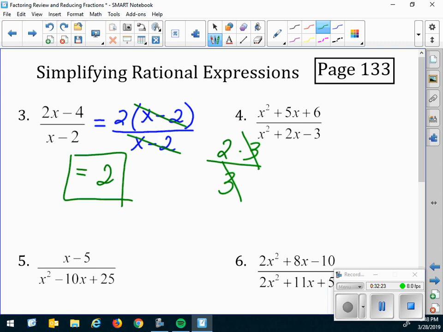Wait, Miss, are we only doing like 6? Like, we're gonna only do 4 questions on this? No, we'll do 6 on this page. 6 on this page. All right, number 4.